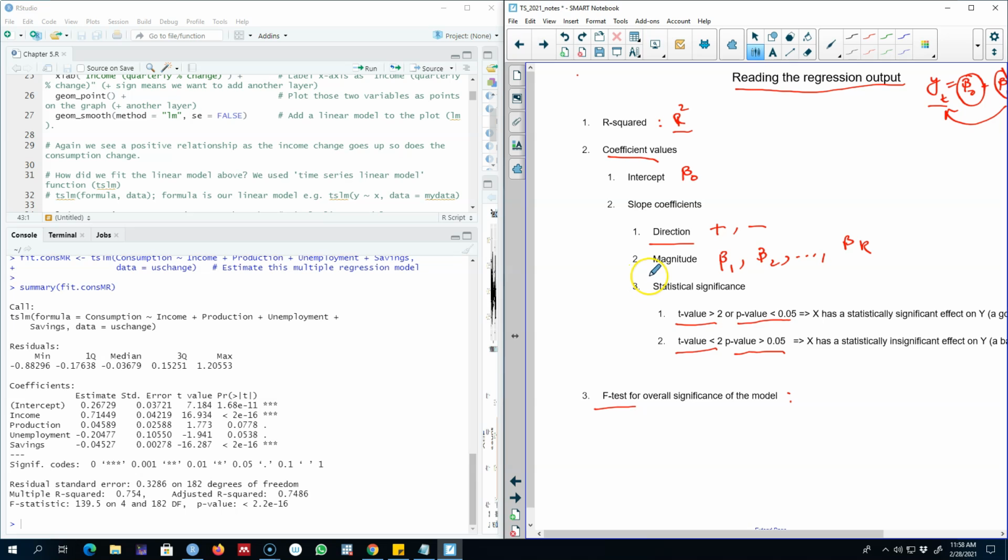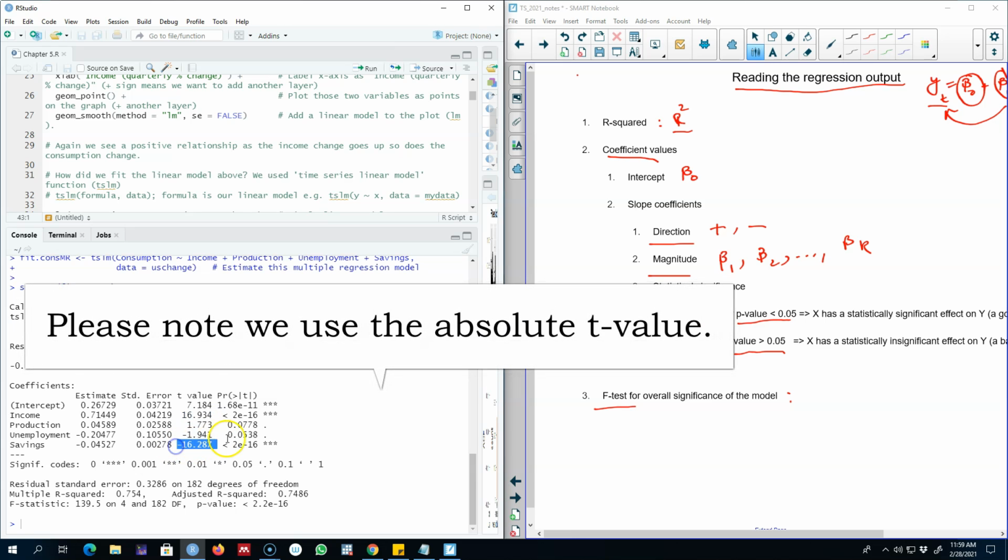Then we can also read what is the magnitude of this relationship, and that magnitude is shown by these coefficient values. Income has a larger impact on consumption as compared with production. Similarly, unemployment has a greater negative impact on consumption as compared with savings, as shown by these coefficient values. Then we can read these t values and conclude that income has a statistically significant impact on consumption. Similarly, savings and unemployment have a statistically significant impact.